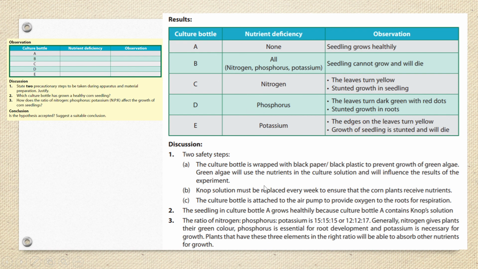So there are the precautionary steps just now, as you can see. You have to remember that you have to wrap the bottle with black paper or black plastic. You want to prevent growth of green algae. We just want to study the growth of the seedlings. We don't want the green algae to serve as a distractor. The green algae will use the nutrients of the culture solution, because it itself is a plant, and it is going to influence the results of the experiment. And the NOP solution must be replaced to ensure that the corn receives enough nutrients, and the culture solution is attached to an air pump because we want enough aeration for the root. That means oxygen is enough for the root to undergo respiration.